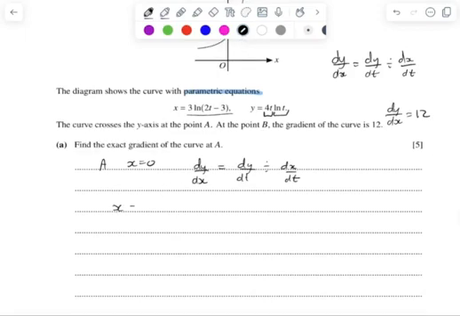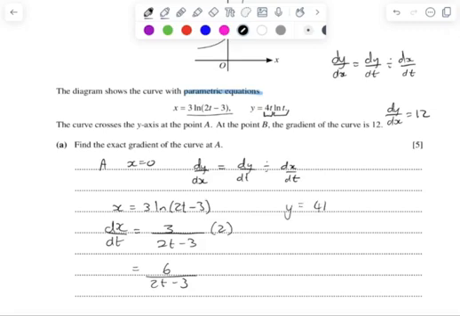So x is 3 ln 2t minus 3. So dx over dt, differentiating x in terms of t, is going to be 3 over 2t minus 3. And then we also have to multiply by the derivative, which in this case is just 2. Okay, and then our y is 4t ln t. Okay, so here we've got to use the product rule.